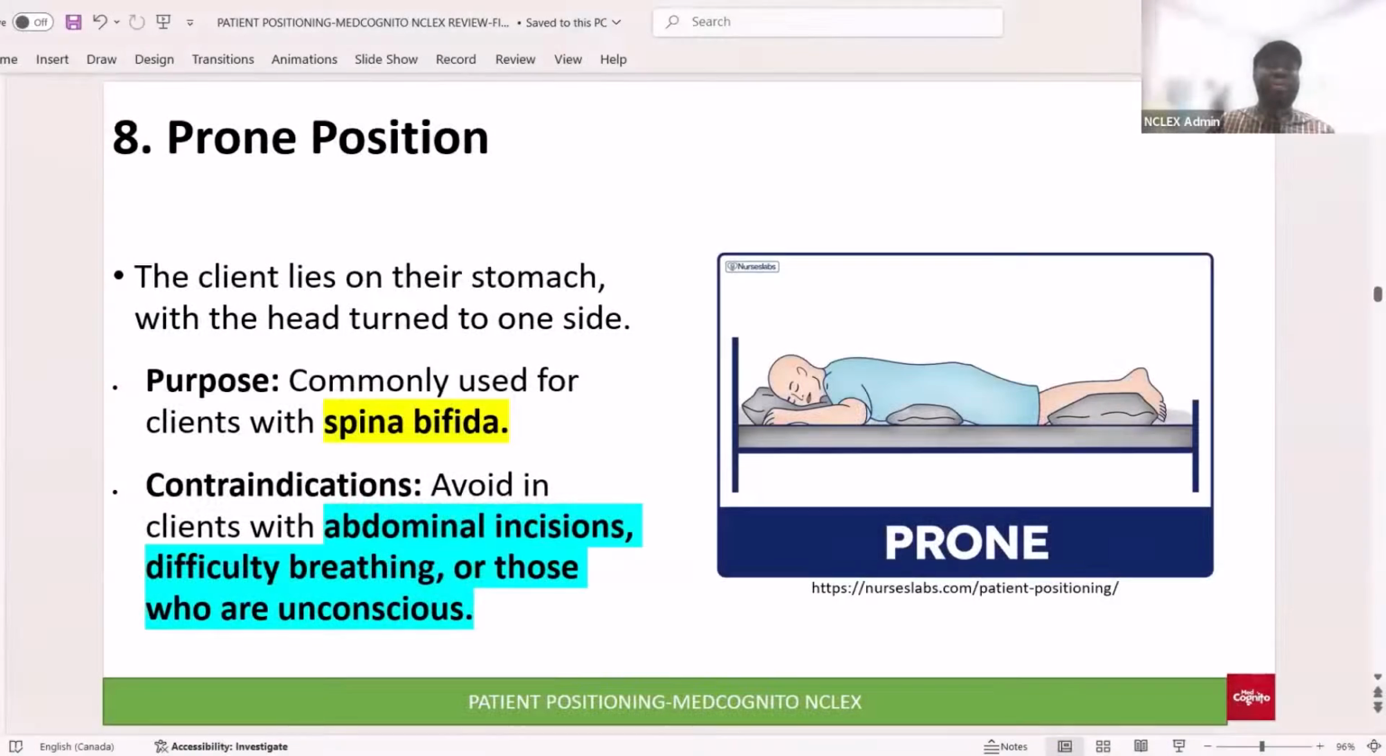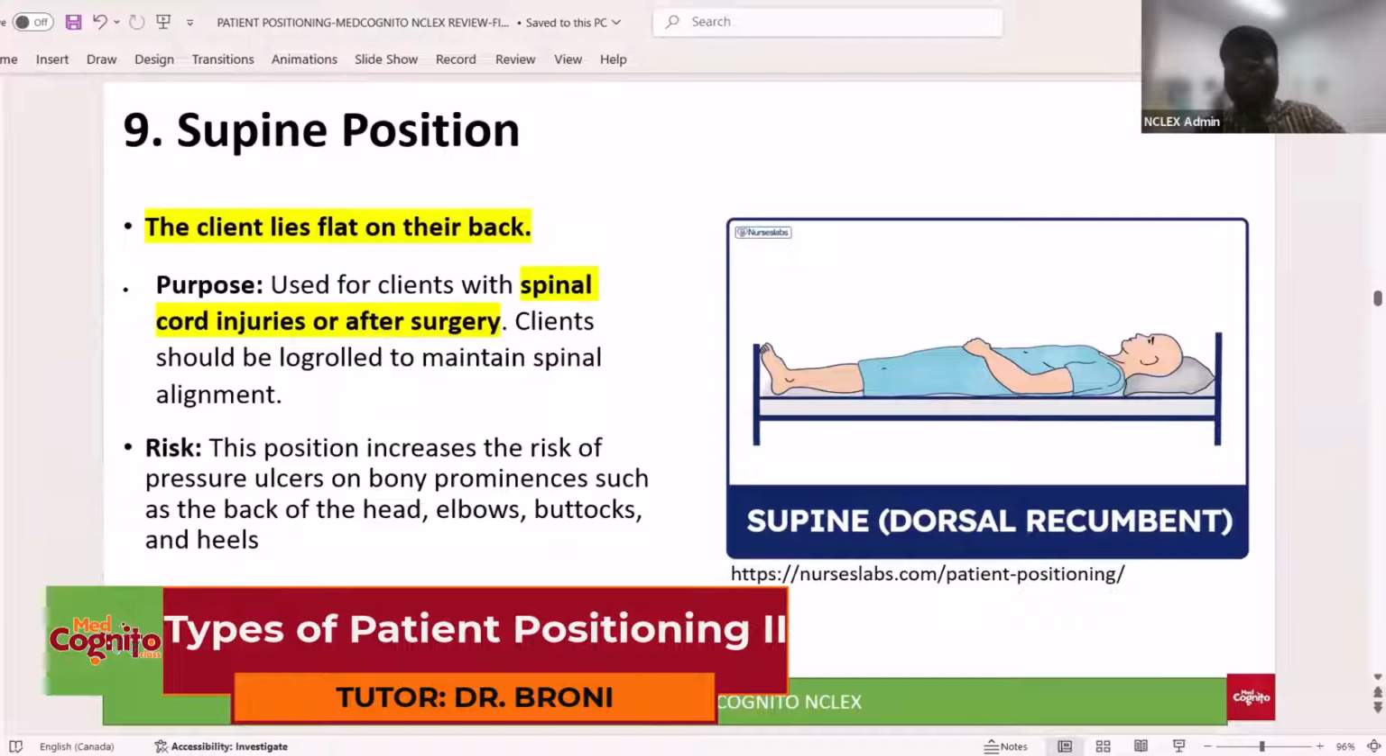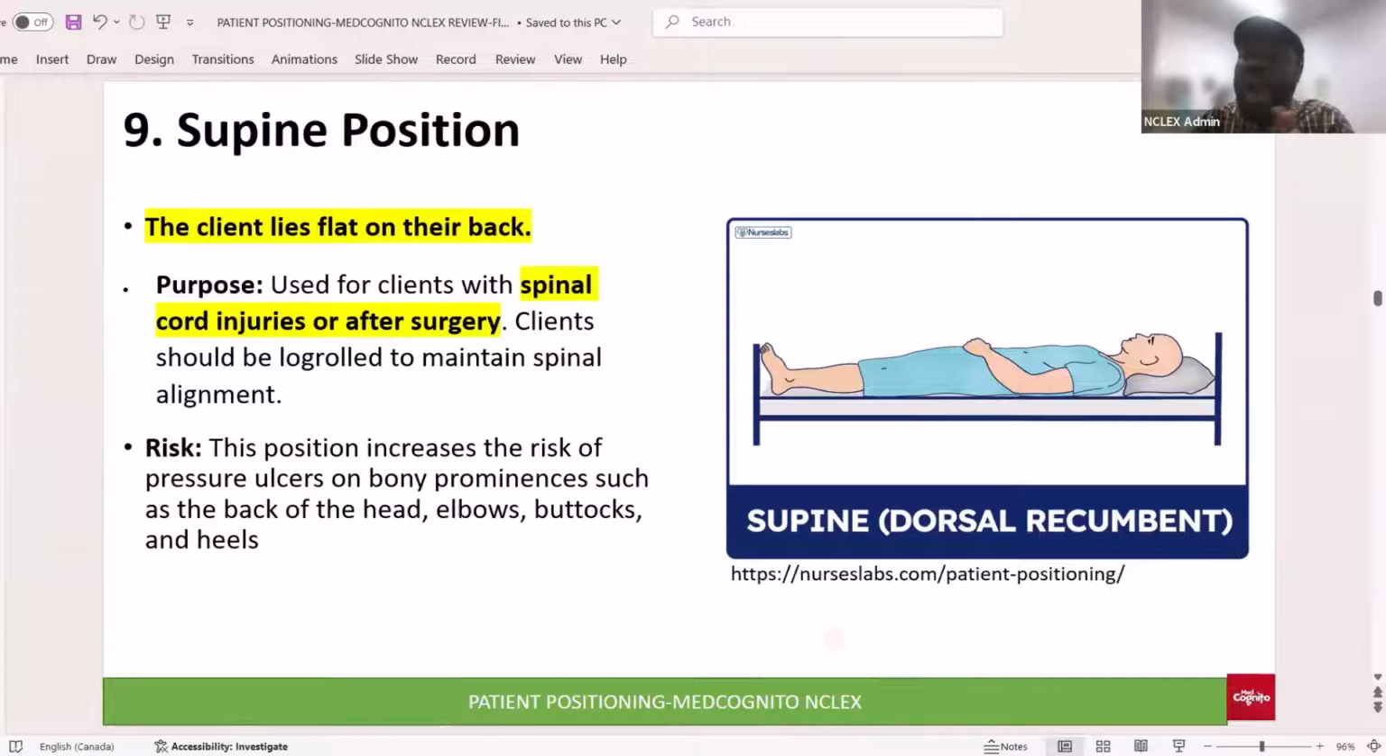Now let's talk about the supine position. In the supine position, the client will lie flat on their back, right? It is used for clients with spinal injuries or after surgery. And clients should be log rolled to maintain spinal alignment. So don't move the patient in this position alone.